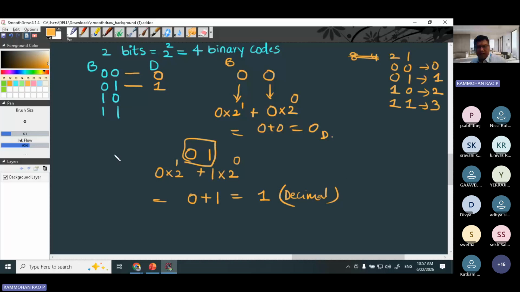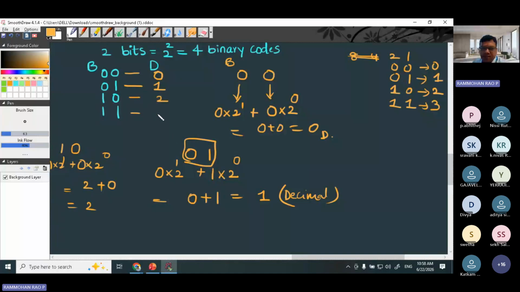Similarly, you please calculate for 1, 0. First bit 0 into 2 power 0 plus 1 into 2 power 1. 0 into 2 power 0 is 0 because 0 into anything is 0. 1 into 2 power 1. 2 power 1 is 2. 2 into 1 is 2. 2 plus 0. Answer is 2. So what is 1, 0? 2.